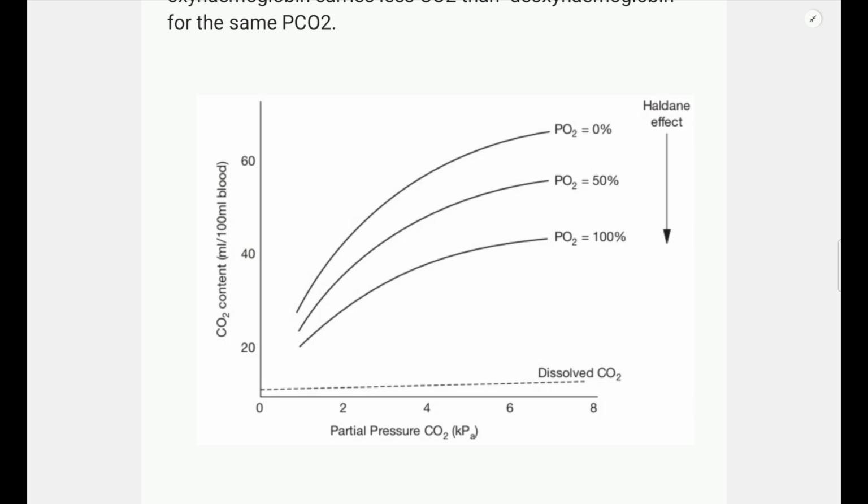You can see that for the same partial pressure of CO2, the amount of CO2 bound to hemoglobin is less when hemoglobin is 100% saturated as compared to when it is 0% saturated.